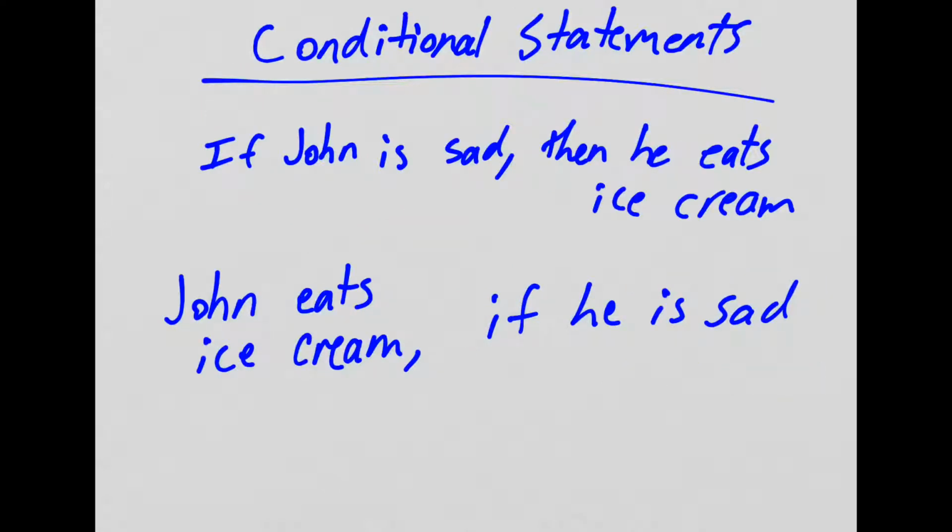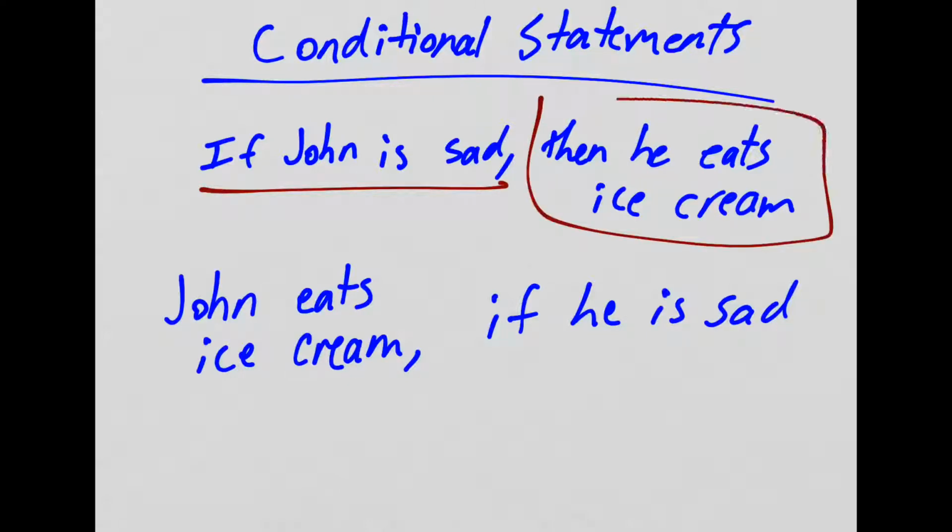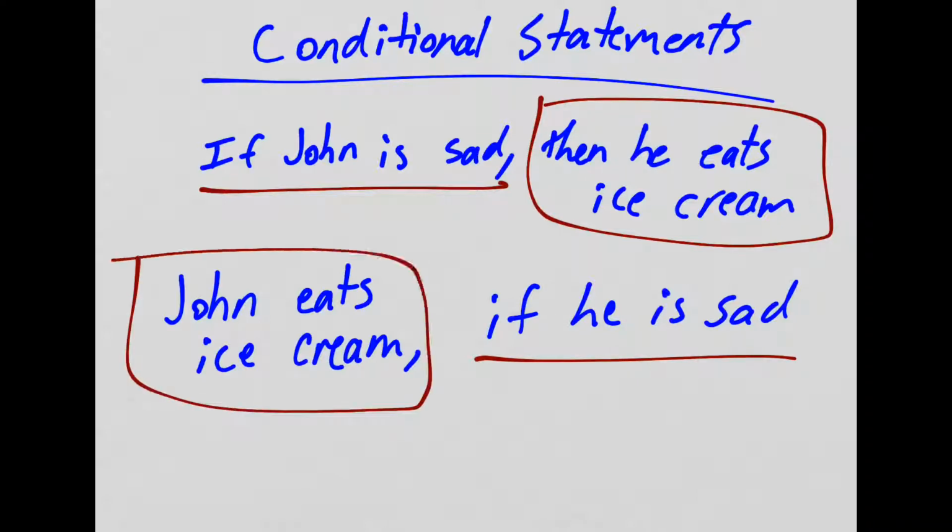Then we looked at conditional statements, these if-then statements, where we have a hypothesis leading to a conclusion. It's not always left to right, though. Notice these are equivalent statements. If he is sad is the hypothesis in the second one, and John eats ice cream is our conclusion. So the order might be switched around. Watch closely for that if.